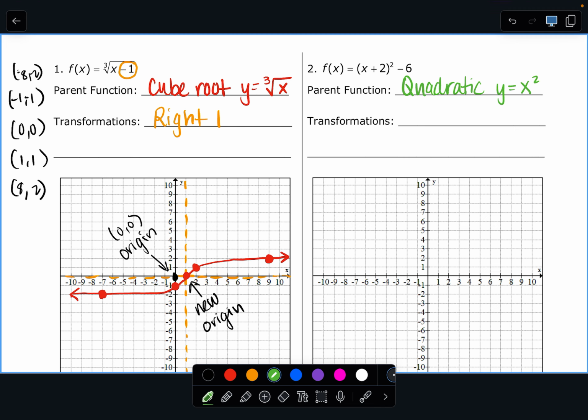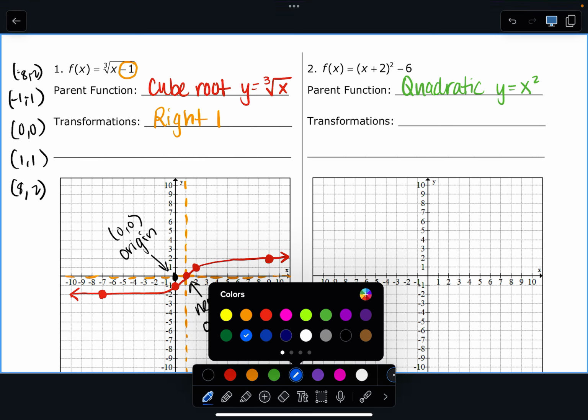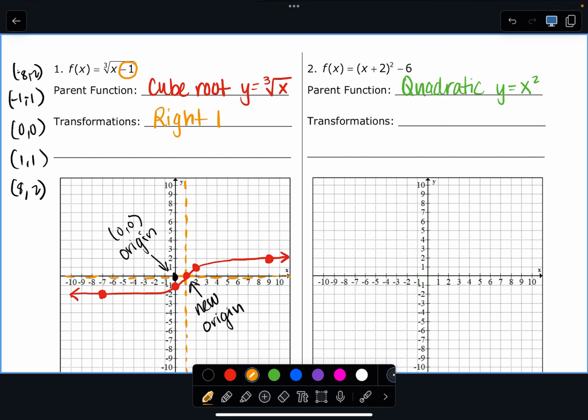Now I'm noticing 2 things going on. I have a +2 on the inside of the quadratic function, and I have a -6 on the outside. That's going to be 2 different transformations. What is the +2 telling me we're doing? Left 2. So we're going to go left 2. And you always do the opposite for that one. But for the -6, we're going to do what it looks like. What is the -6 telling me? Down 6.